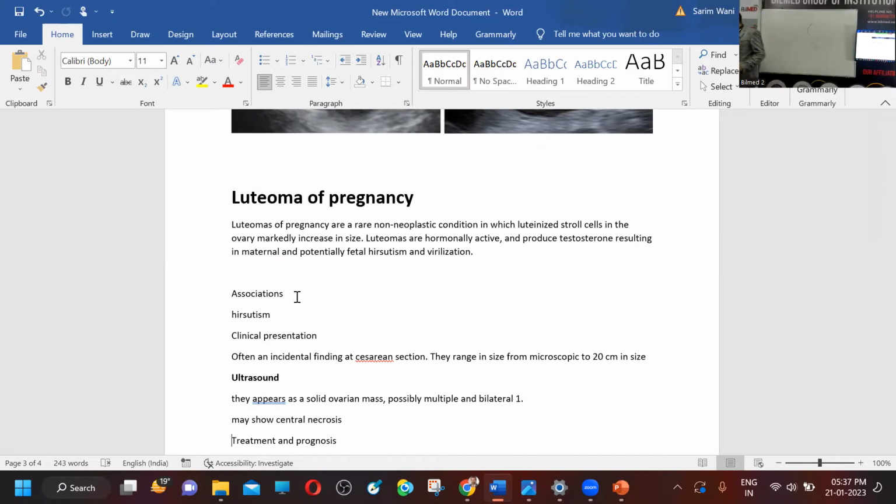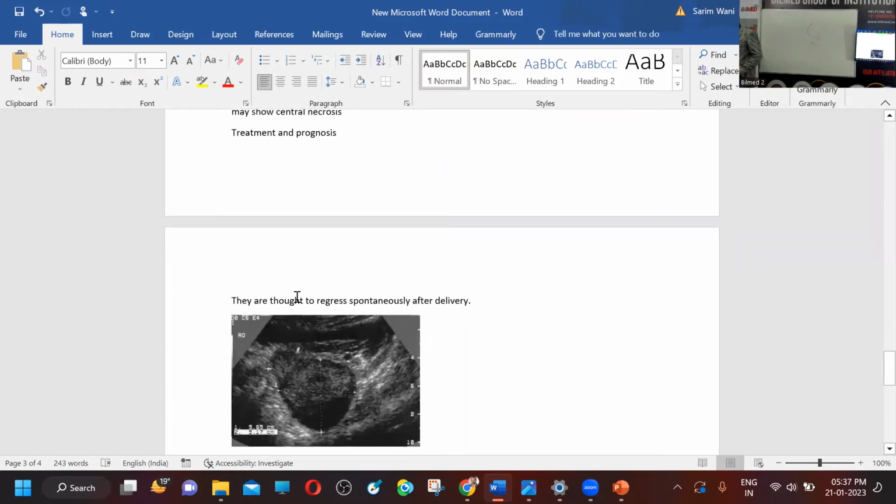So I will be having the cyst with a solid mass-like structure in it. So it will look like a dermoid, but not a clear cyst. And that is a luteoma.